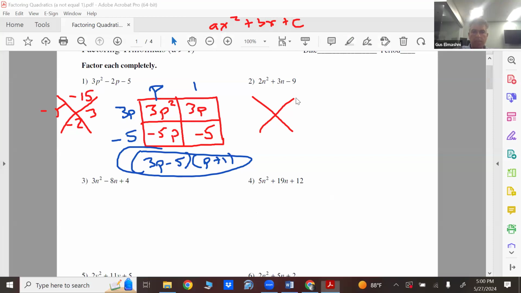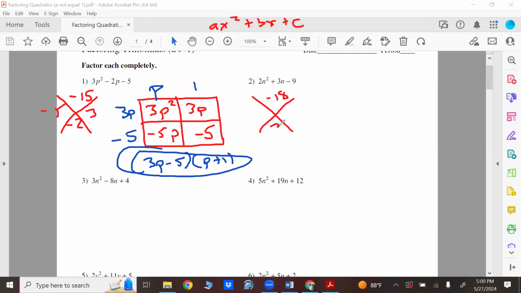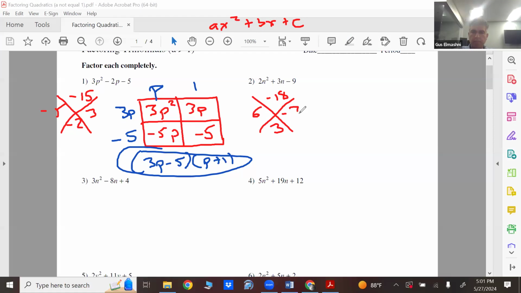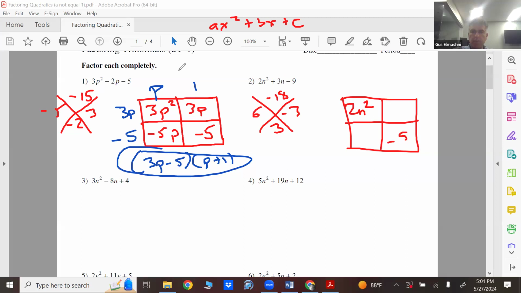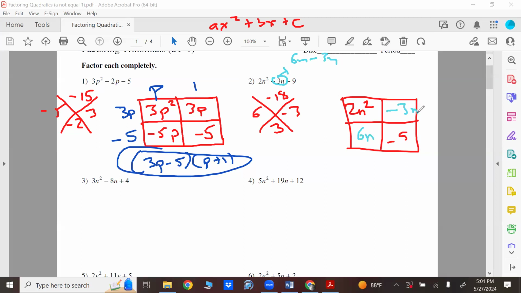So you do 3 times negative 6 is negative 18, and 3 here. So what two numbers multiply to negative 18 and add up to 3? Six and negative three. Good. And then you do a box like this. You put the first term here, the last term here, and then 3n becomes this. 6n minus 3n. That's why you do that, because you're splitting the middle term.